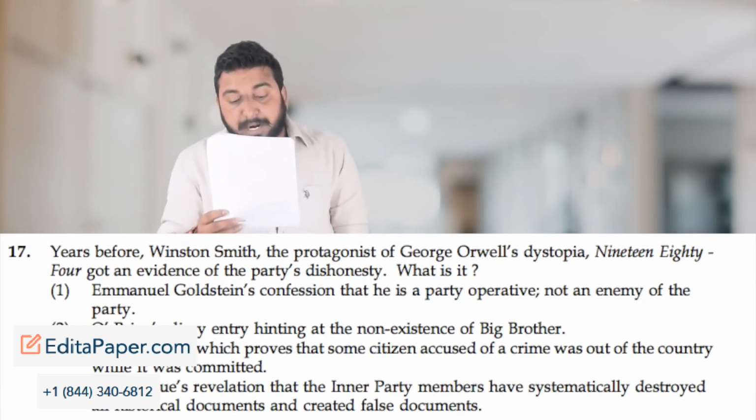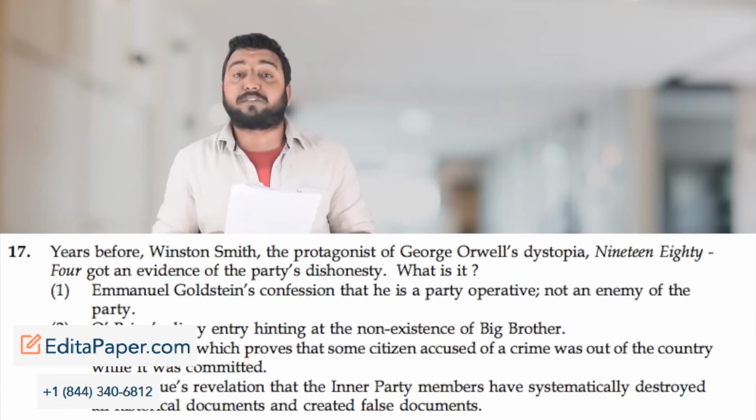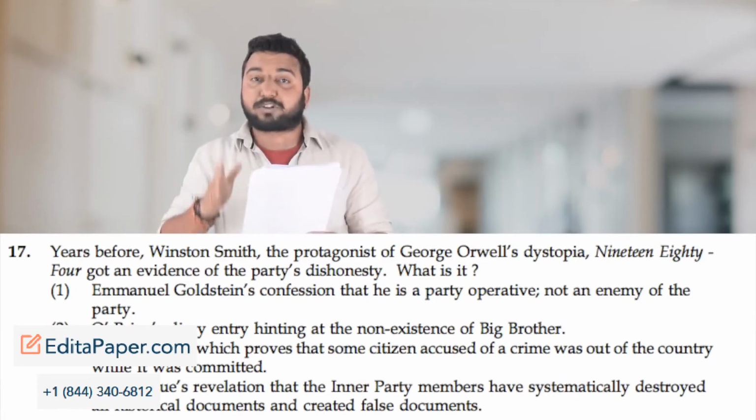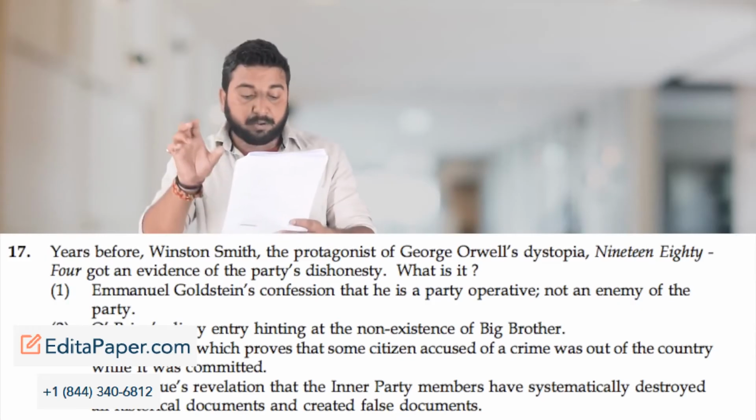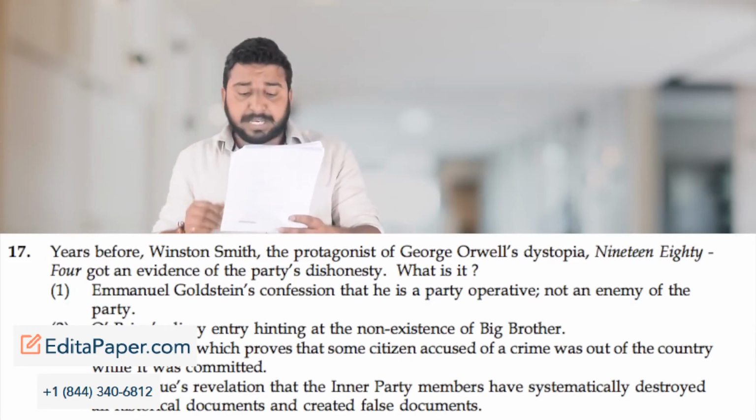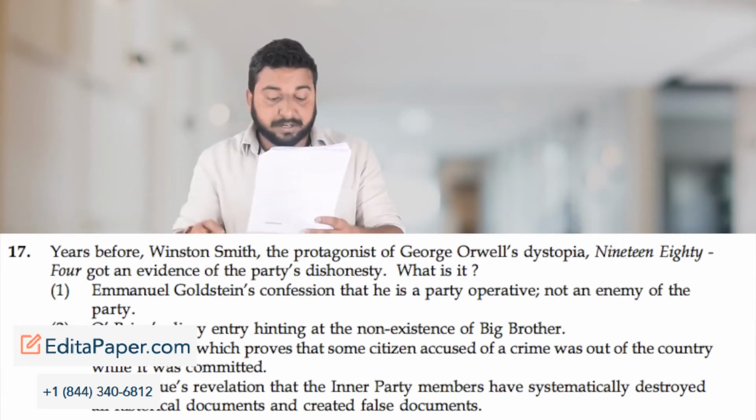He talks about the evidence of the party's dishonesty and how he gets to know that the party is actually dishonest. So all you have to do is find the right answer: a photograph which proves that some citizen accused of a crime was out of the country while it was committed. What happens here is that a crime has taken place in the city, and the authority, Big Brother, arrests somebody who has been called the accused, but the accused is actually a good man and a threat to Big Brother. So Big Brother uses all the false evidence and gets the accused imprisoned, and that's how Winston Smith realizes that he is not safe under that rule, under that colonization controlled by Big Brother.